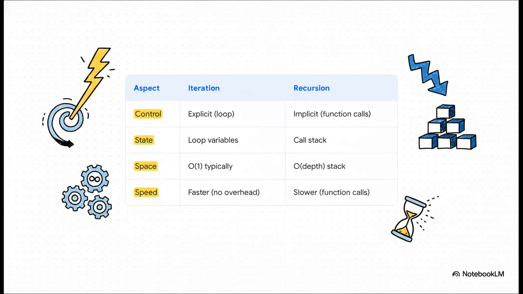And that also affects speed. Iteration is generally faster because it doesn't have all that overhead of setting up function calls, of adding and removing all those plates. So right away, you can see a performance trade-off.